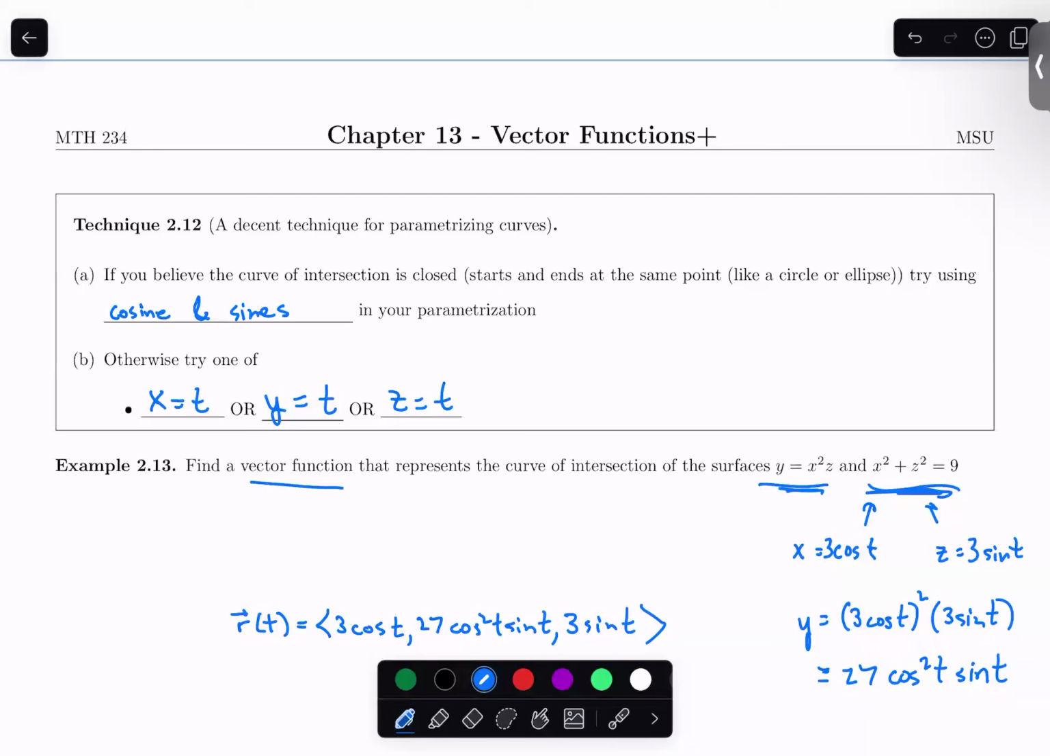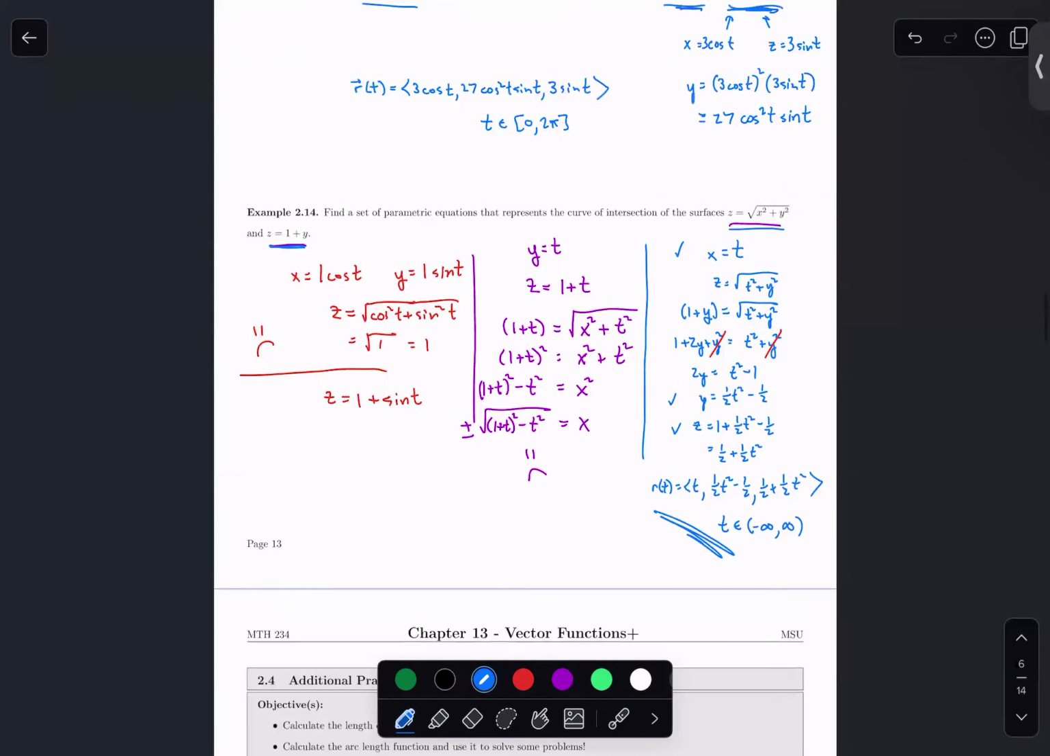Maybe if you think it's going to be closed, you can try the sines and cosines, but if it doesn't work, you have to back up and try something else. So yeah, it's really hard to find a technique that works for every single problem out there 100% of the time. So for the problem we just did, it wasn't a closed curve. Z ended up equaling 1 plus sine t, and that's why it's not a closed curve.